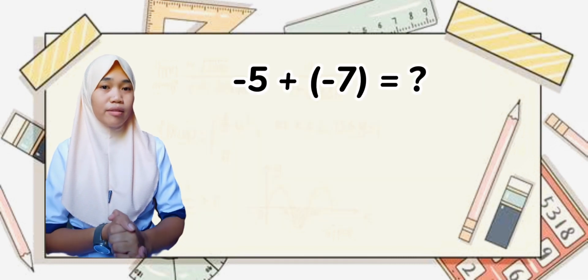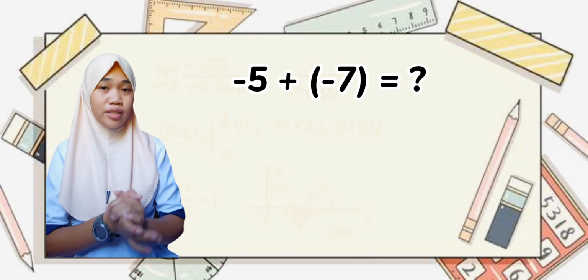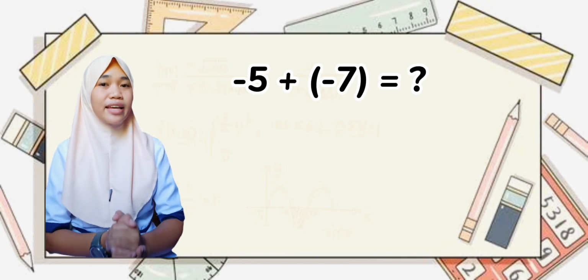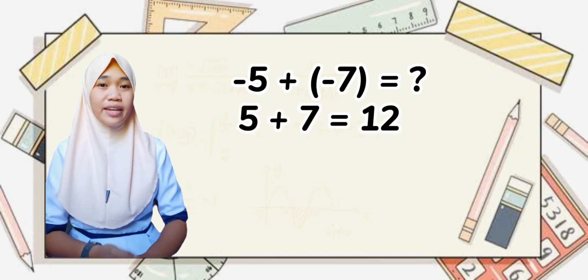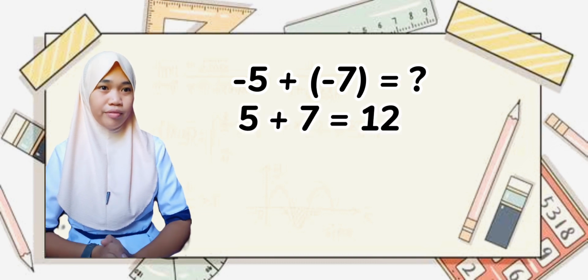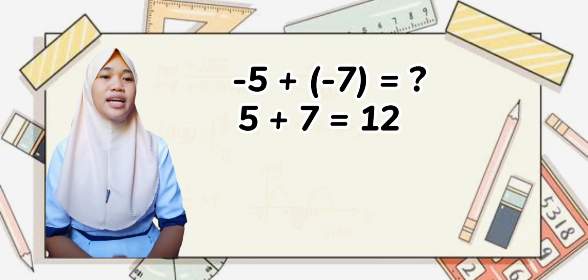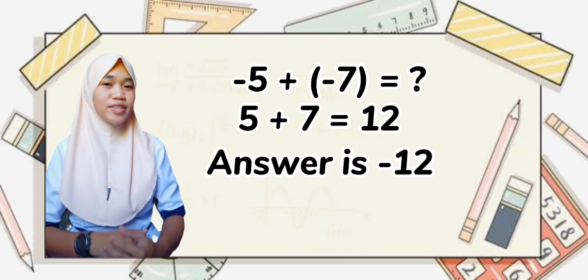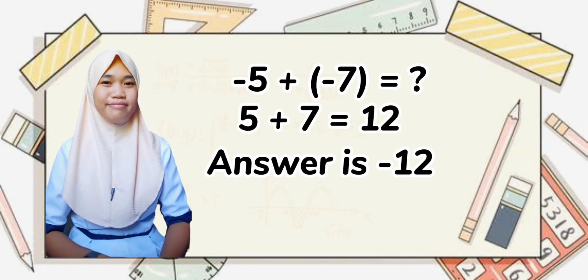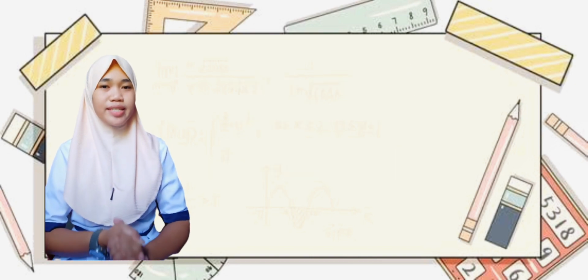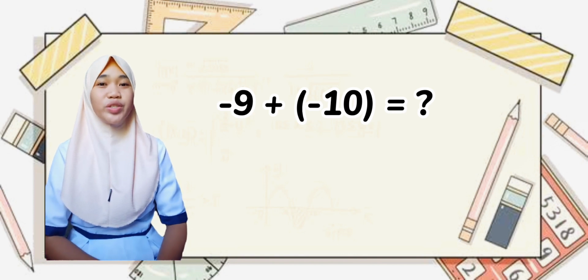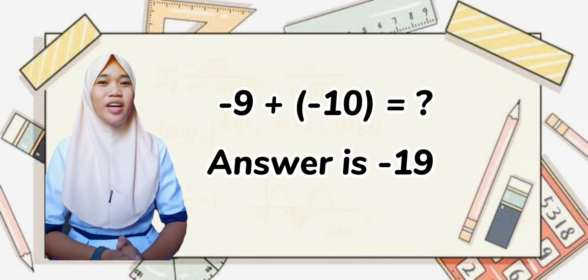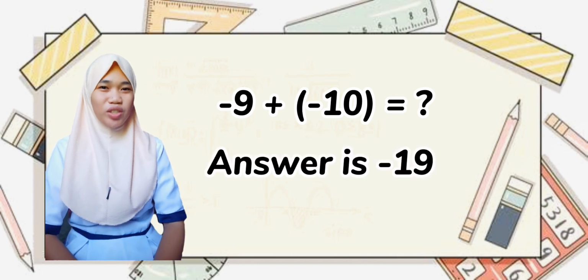What if we have -5 plus -7? First, get the absolute value, which is the 5 and 7. Then, add them, which is 12. Finally, their common sign is negative, so the answer is -12. Answer this example. -9 plus -10. Raise your hand if you got -19. Very good. All of you got the correct answer.